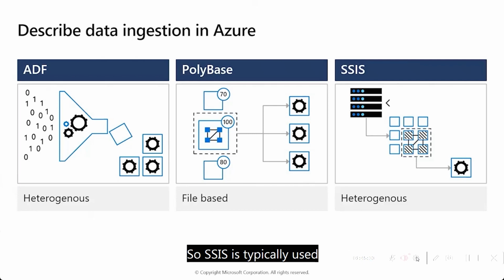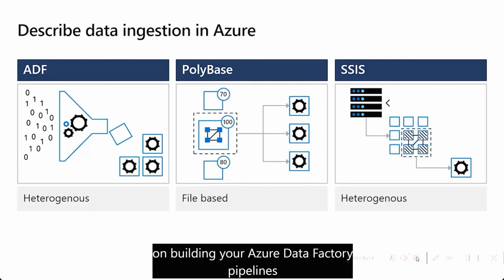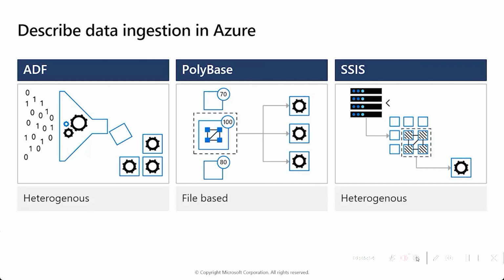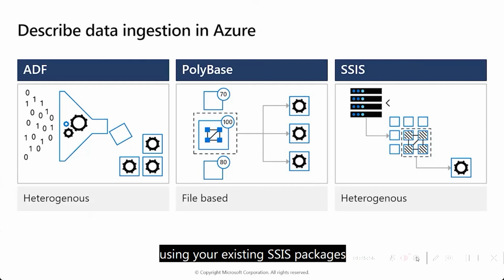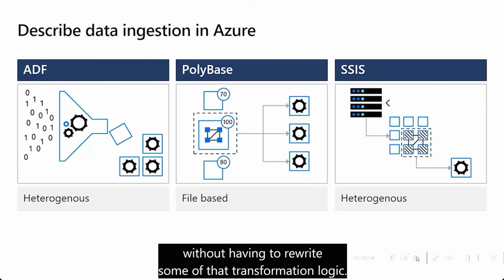SSIS is typically used as an on-premises utility. However, you can also use Azure Data Factory to run your existing SSIS packages as part of the Data Factory pipeline in Azure. And so this allows you to quickly get started on building your Azure Data Factory pipelines using your existing SSIS packages without having to rewrite some of that transformation logic.